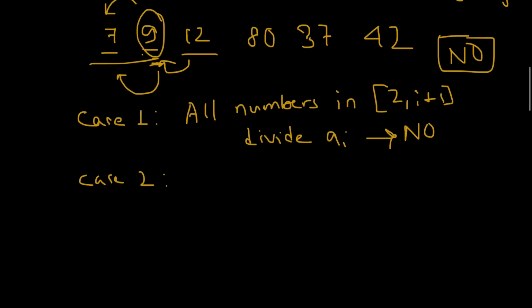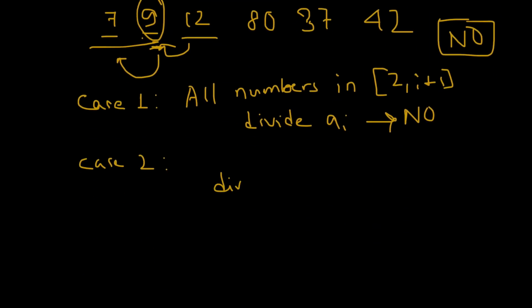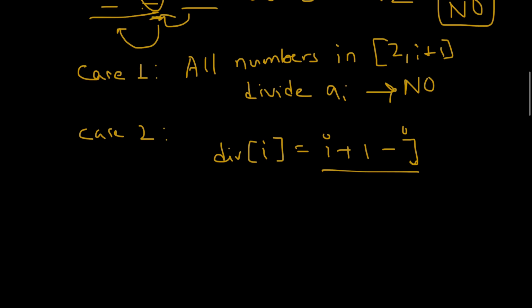So in div, how can I store that? By writing div of i: the initial number was i plus 1, the maximum, and the current is j. j doesn't divide A[i]. So I'll just denote the distance, that is how many moves are needed, as i plus 1 minus j. Now here it is not equal to minus 1 for any i. That is case 2.